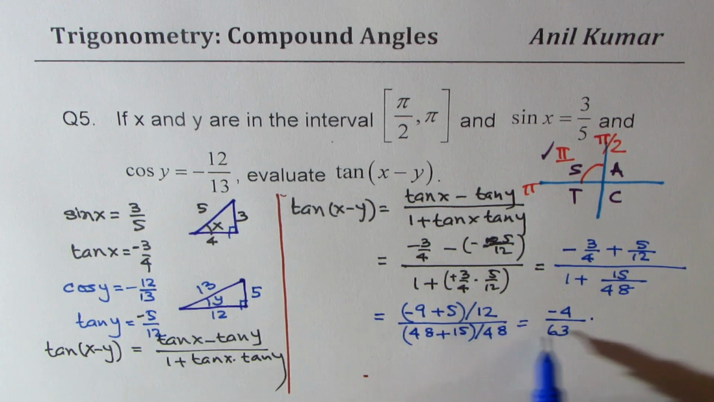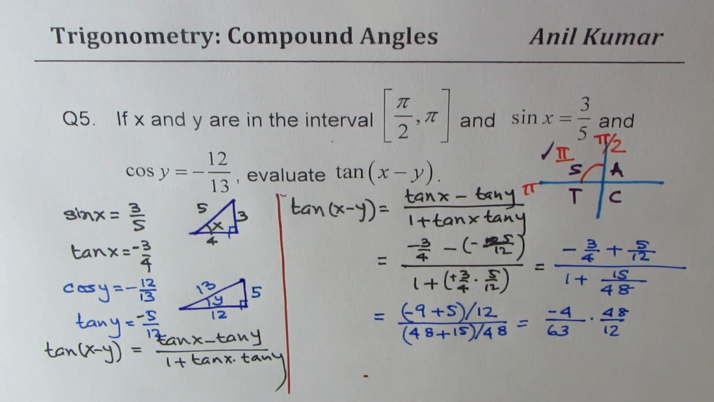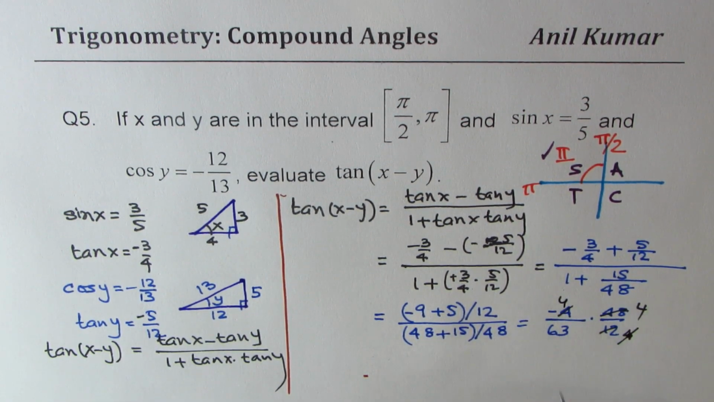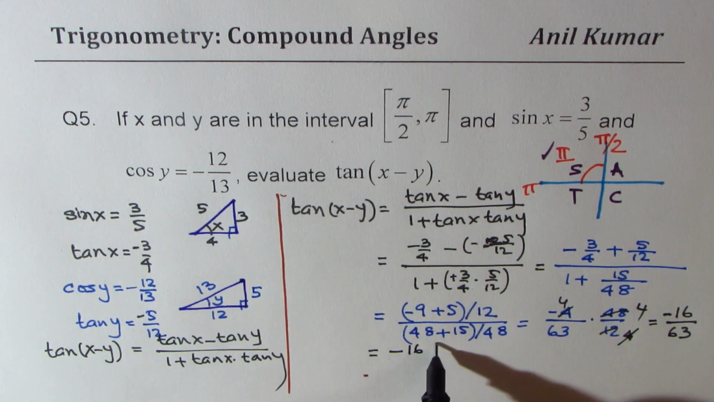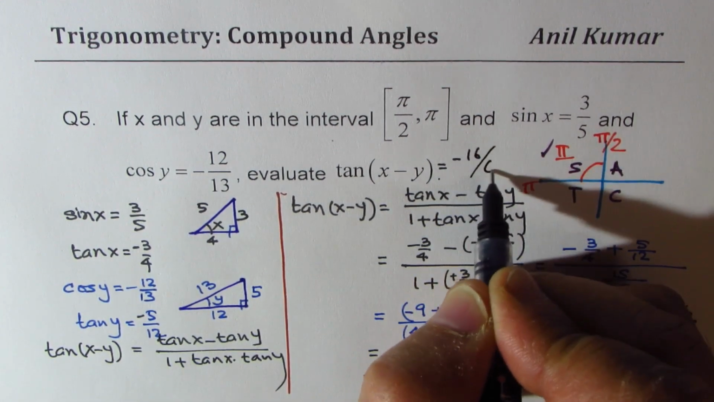This could be cancelled. So let me write this as first 48 over 12. Now I will cancel, right? So we'll simplify this. That goes 4 times, correct? Oh, so sorry. That goes 4 times here, and this is minus 4 there. So what we have here is minus 16 over 63, correct? So that becomes the solution. We get tan(x minus y) as minus 16 over 63 as our answer. So this is minus 16 over 63.